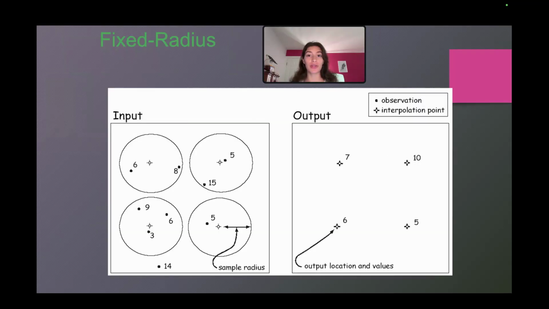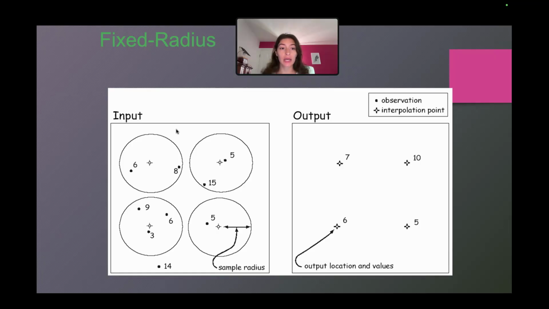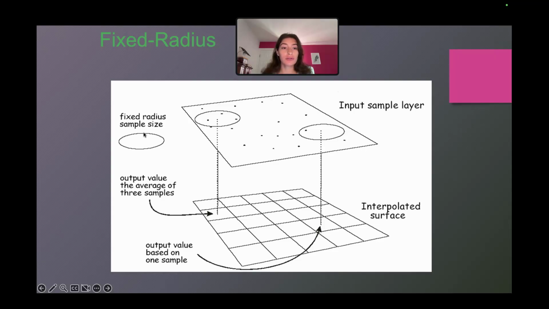So this here shows you what that fixed radius application looks like. We have our input on the left-hand side and our output on the right. We see that we have a 6 and we have an 8 that fall within this raster grid cell. So the output is the average of the two, which is 7. And it continues on for the rest of these input circles. You can also see here our fixed radius sample size is this circle. The output value of those samples is applied to the center point of a raster cell. So we have our input sample layer and then our interpolated surface based on that.